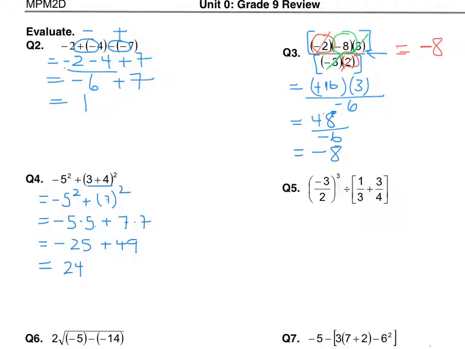Now, question 5 gets into some fraction work. We're not going to worry too much about these fractions, but we are going to do them. I'm going to do my exponent next. I'm not going to do it first. I'm going to do inside the brackets first. And to be able to add fractions, we have to get common denominators. So I'm going to times the bottom of the first fraction and the top of the first fraction by 4. And that will get a common denominator of 12.